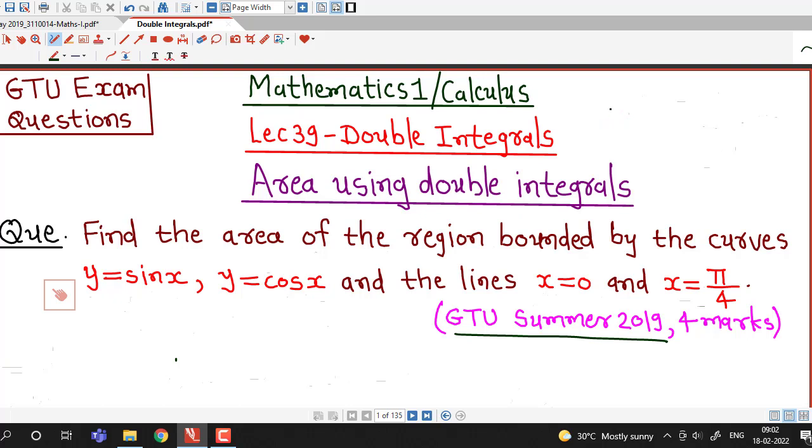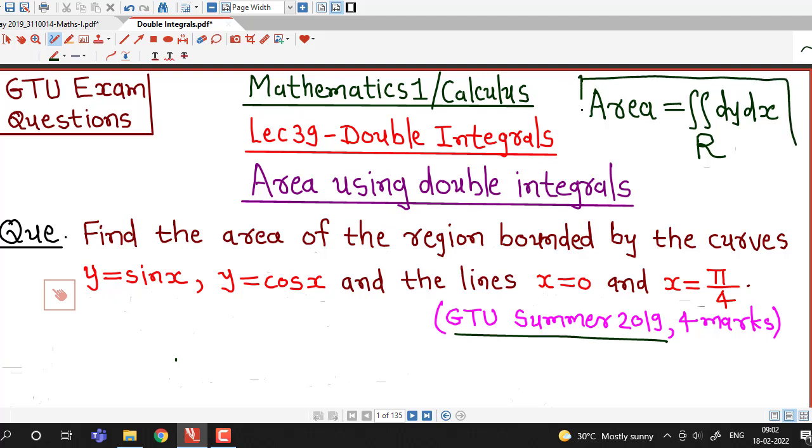If you recall, we have discussed in previous two lectures how to find the area of a region using double integrals. And we know that area is given by the double integral of dy dx or dx dy over the region which is given in the question. So using this formula we can calculate area using double integrals. So first we understand what is given.